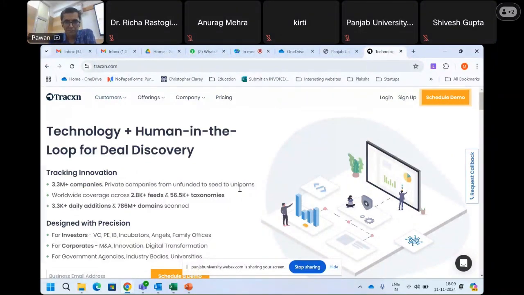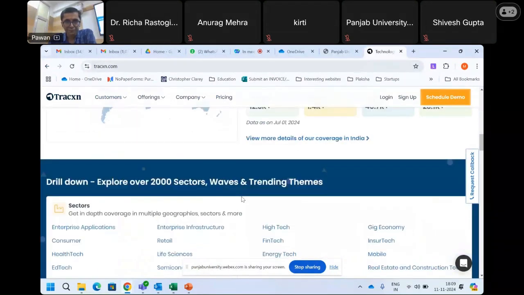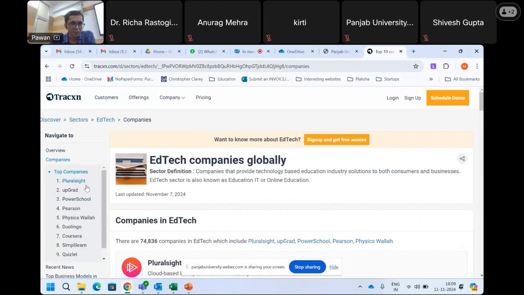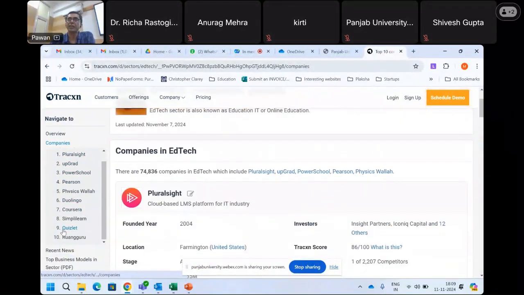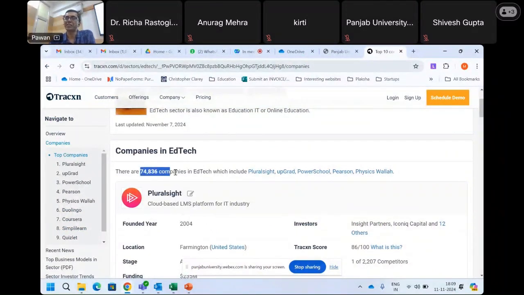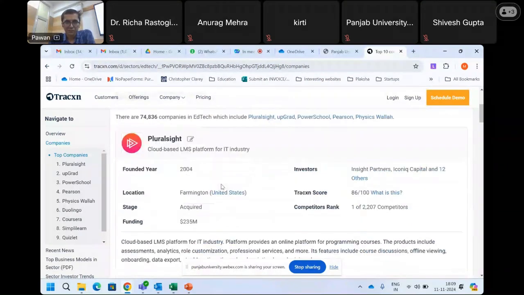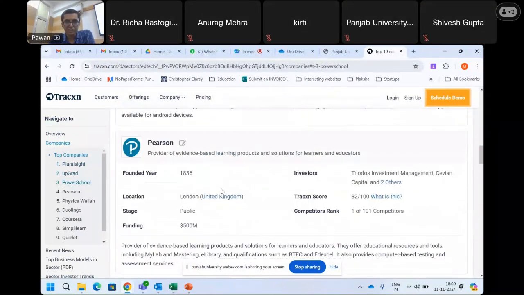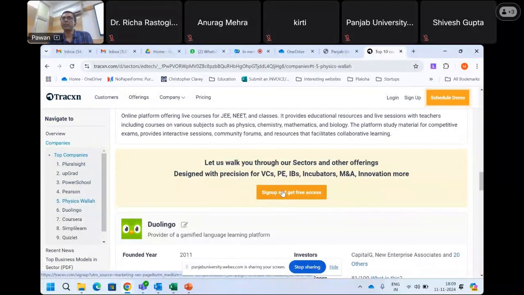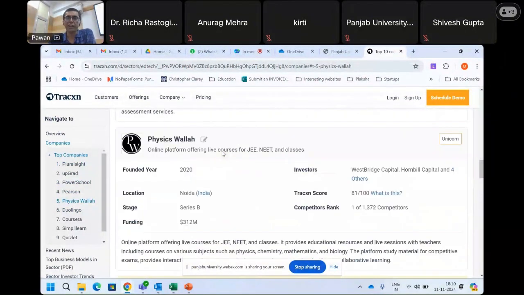Let's say edtech. So these are companies in edtech, right? There are 74,000 companies in their database. And this is sample information which they would have given you. I think you can get more if you sign up. Furthermore, if you pay, a specific demand will go something like that. Every sector they would have customized reports.